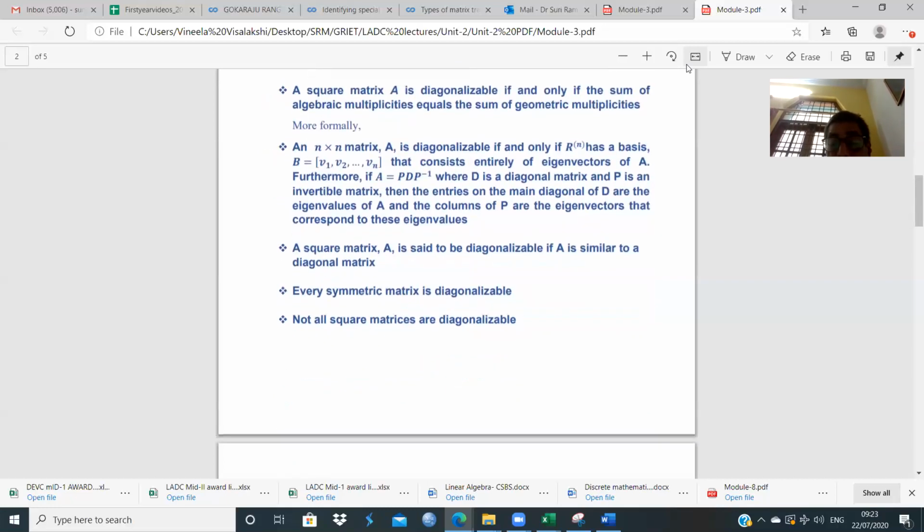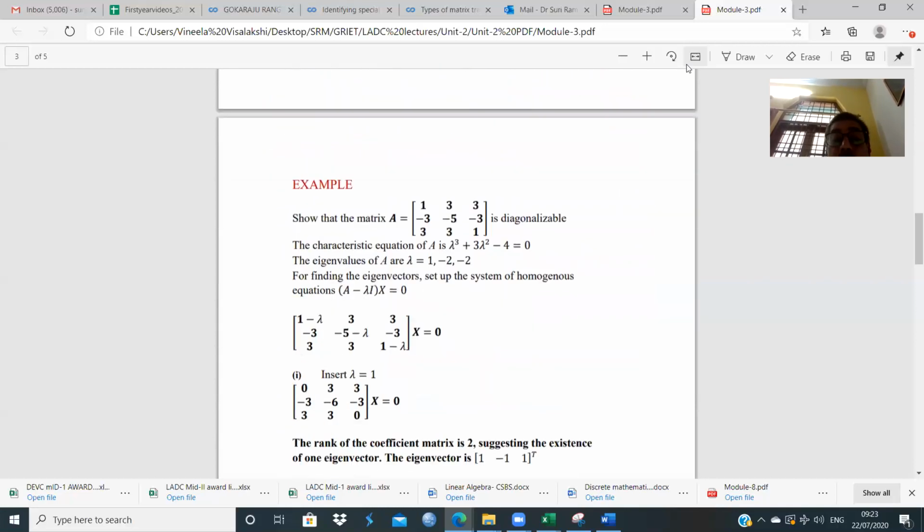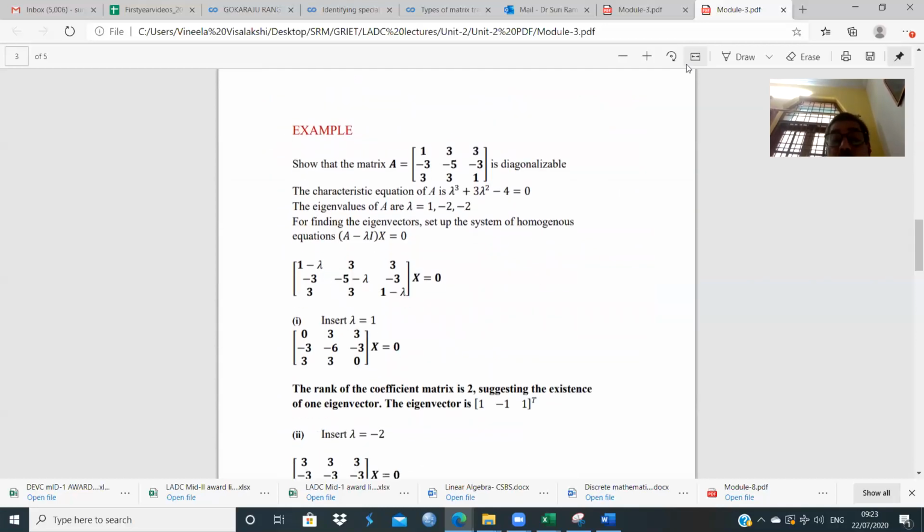So I present two examples for you. The first example is a square matrix A: 1 3 3, minus 3 5 minus 3, 3 3 1. Of course, this is not a symmetric matrix, but there is every possibility that non-symmetric matrices cannot be diagonalized. But this is an example where the matrix is diagonalizable.